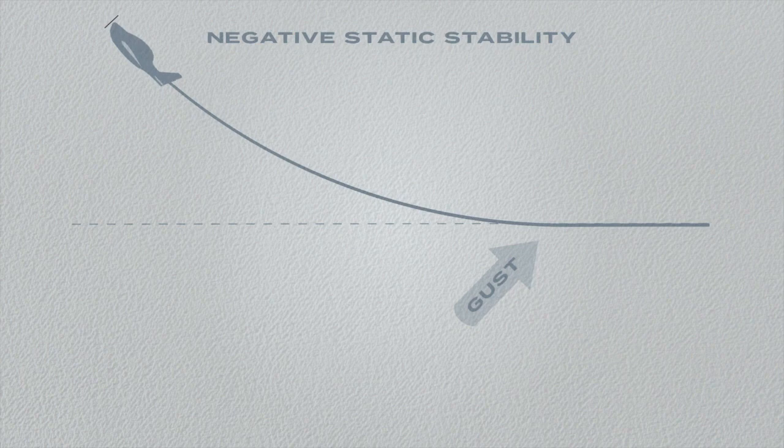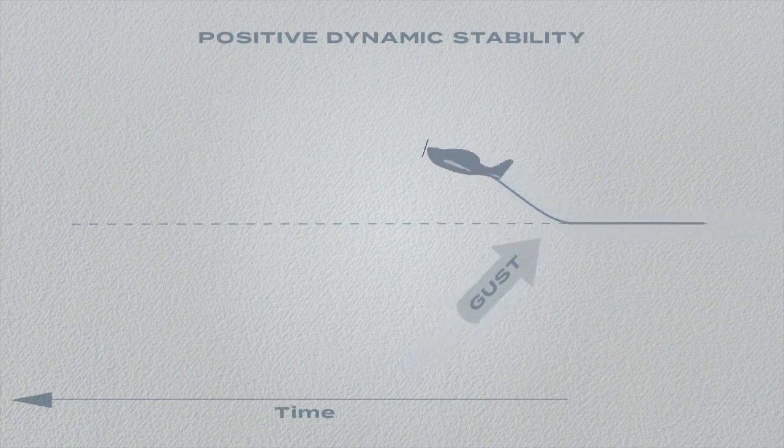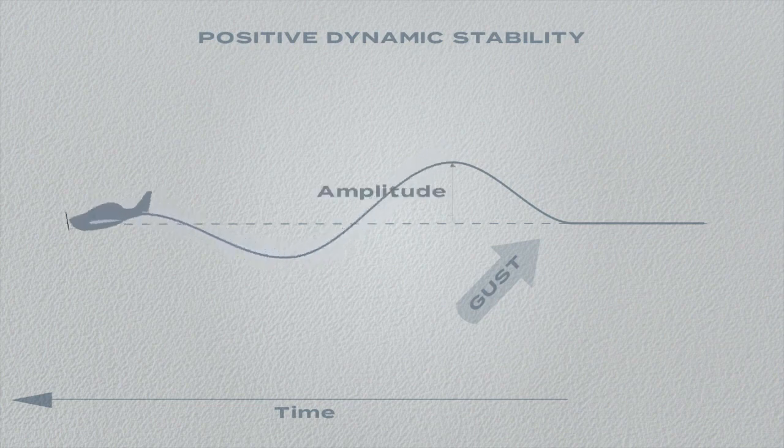Whereas static stability describes the initial tendency of the aeroplane to return to its original attitude, dynamic stability describes the time and how many oscillations it takes to get there. When disturbed by a gust of wind, positive dynamic stability is the tendency of the aeroplane to return to its original attitude after a number of decreasing oscillations. The aeroplane's nose pitches beyond its original attitude in each oscillation, but decreases in amplitude until it settles.